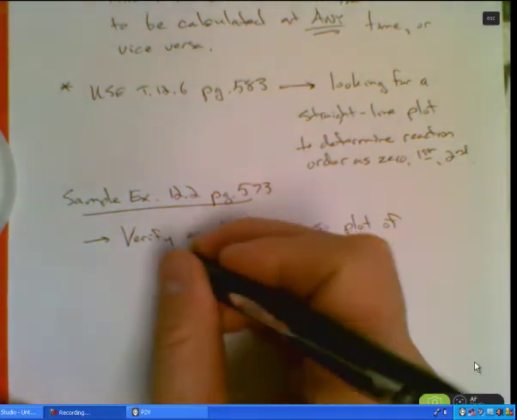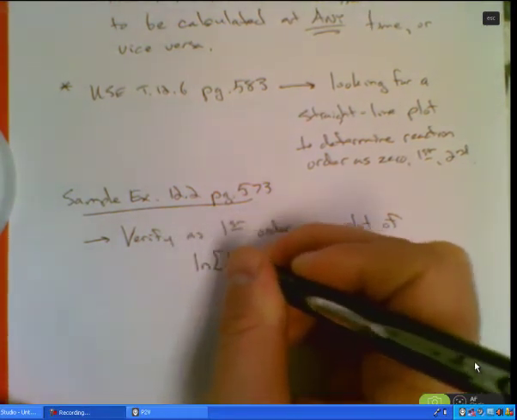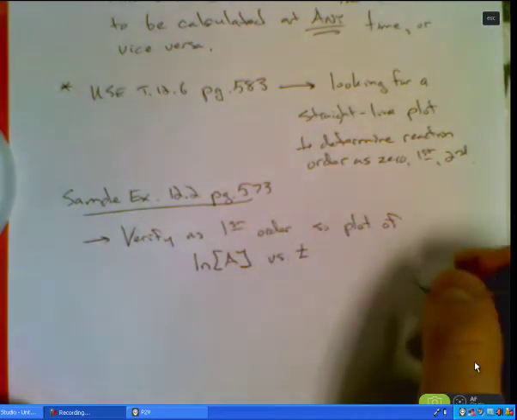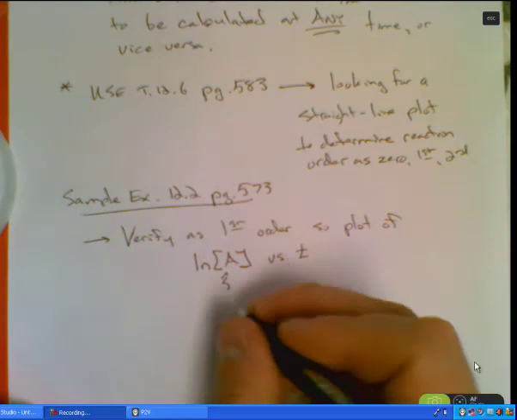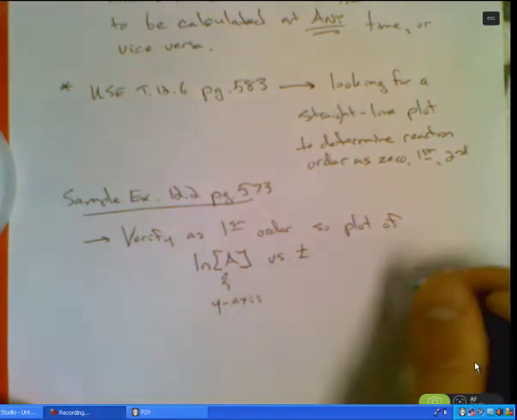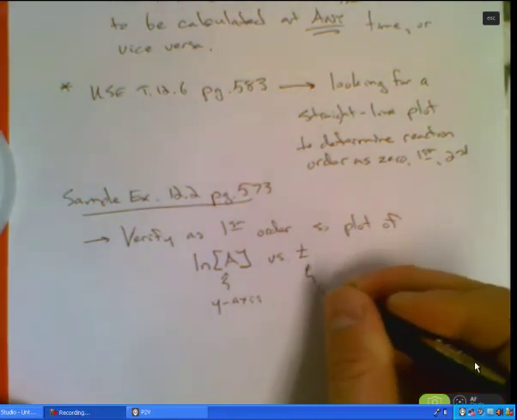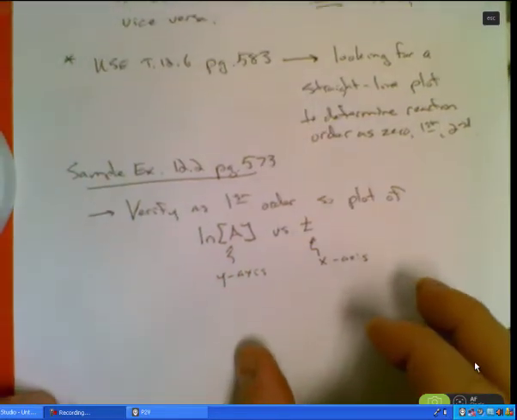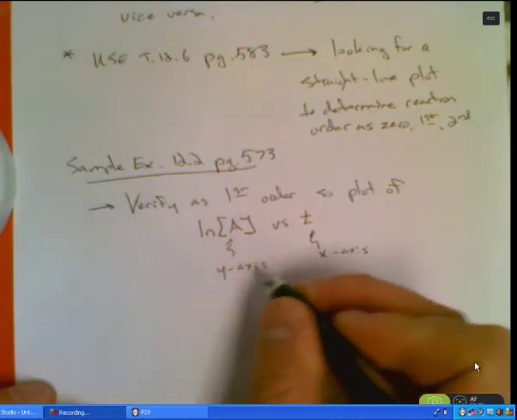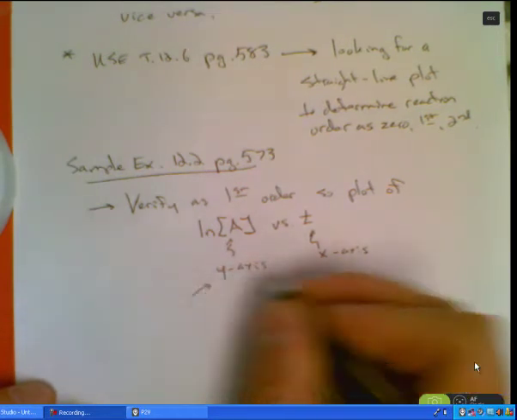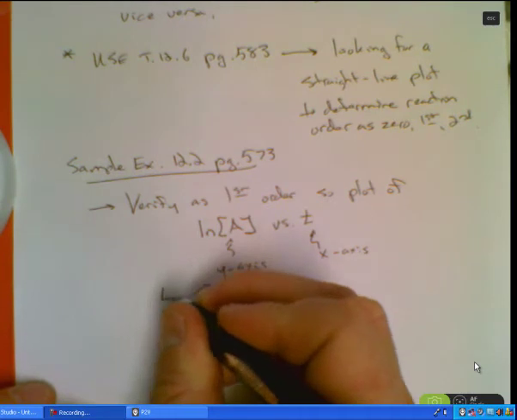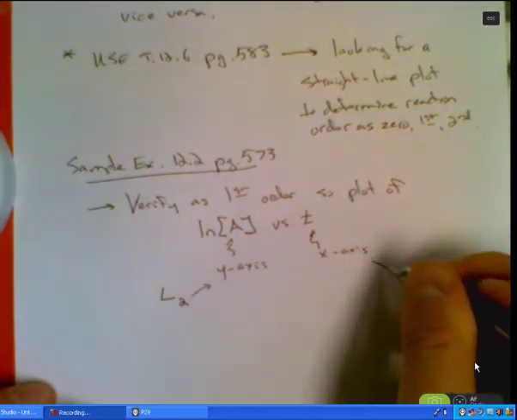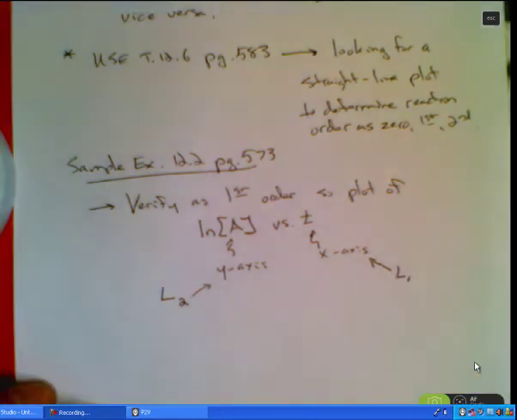So verify as 1st order: plot natural log of the concentration of the reactant A versus t. Again, this concentration should be on your y-axis, and t, time, is on your x-axis. And for calculator purposes, I'm going to say this right now. In your calculator, there's something called lists that you may or may not have used before. The y-axis is going to be in list 2, and the x-axis should be in list 1.